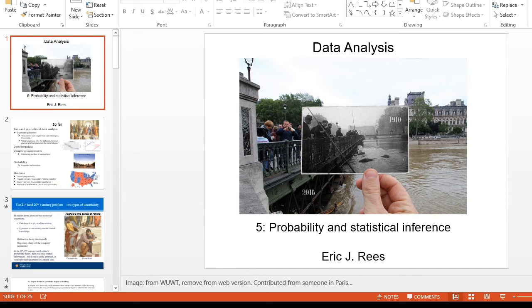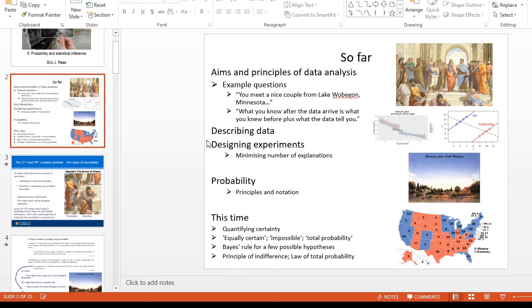Hello everyone, welcome to Part 6 of this data analysis course. So far in this course we've looked at some fundamental ideas in data analysis, descriptive statistics, and designing experiments to be as useful as possible. We've started also to look last time at probability theory, so mathematical probability, and what did we get to? So we looked at the notation of probability, the laws of probability, the meaning of probability.